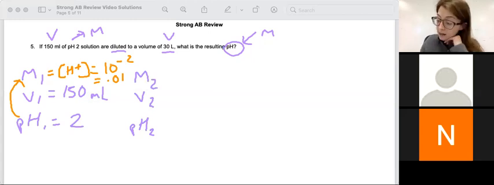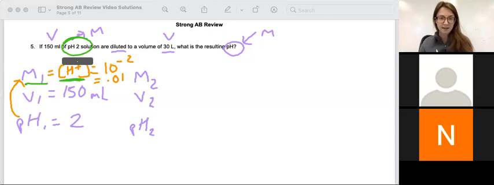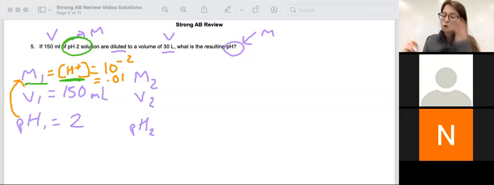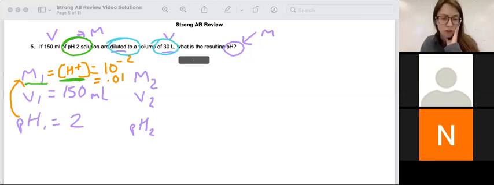Something I took for granted. The molarity here is the molarity of the H plus because this is an acid. If this were a base, we'd have to make sure we are plugging in the molarity of the hydroxide. But since this is an acid, pH less than 7, the molarity that I want there is for the H plus. Then I know it's diluted to 30 liters.